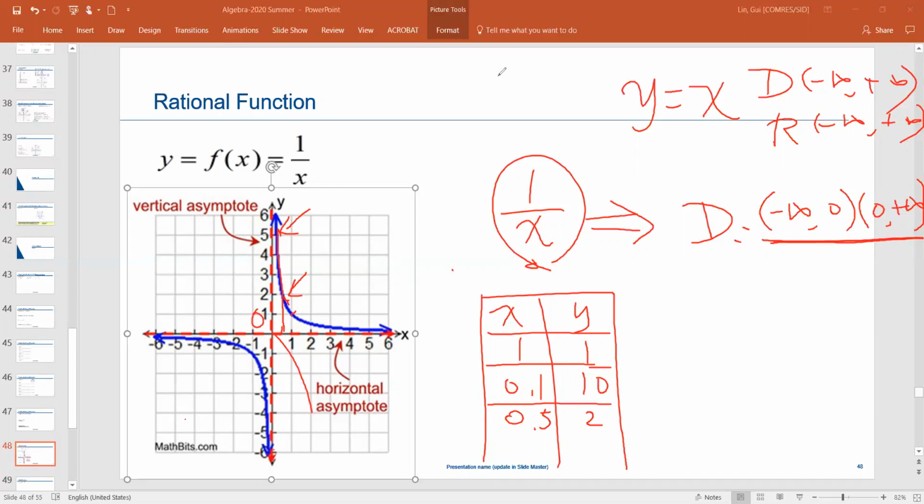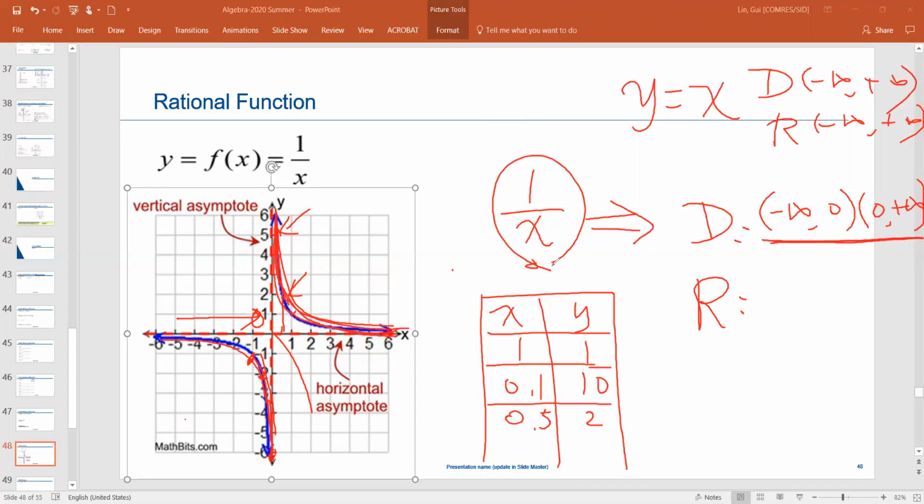The same when you go to the negative part. When x equals negative 1, y equals negative 1. When x equals negative half, y equals negative 2. So the closer it gets, it goes this way. Right? So link all the points together, and it becomes this blue line, all right?